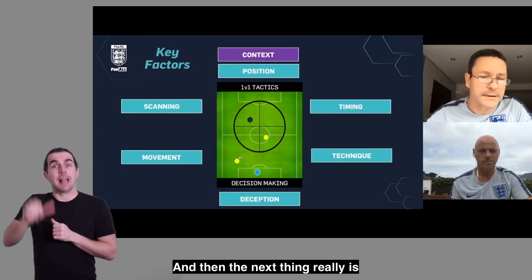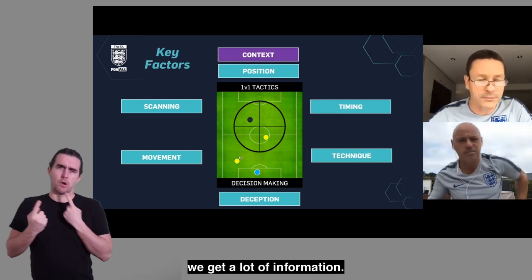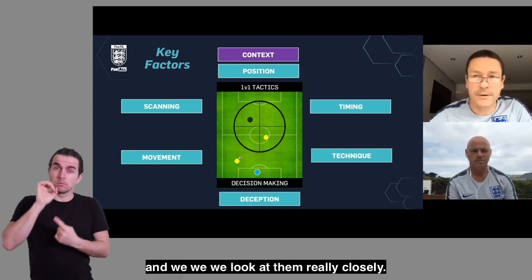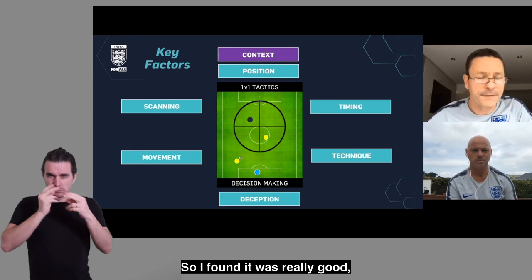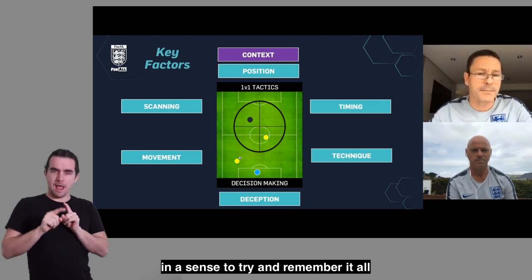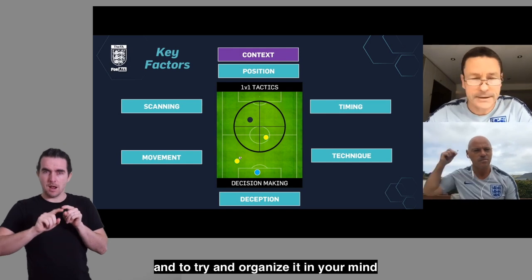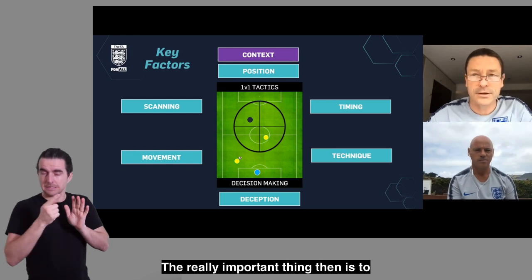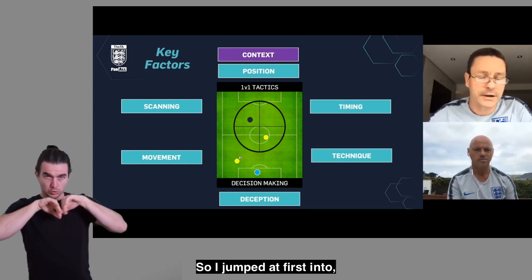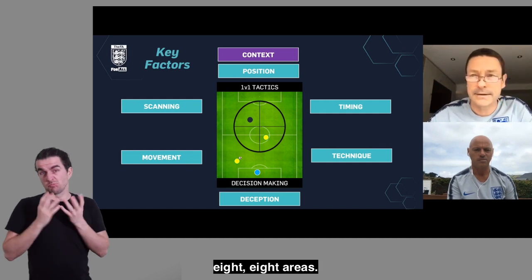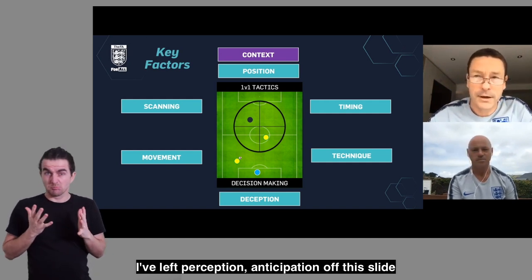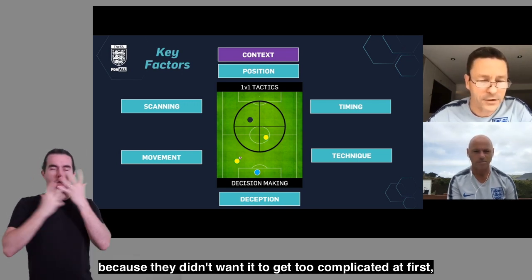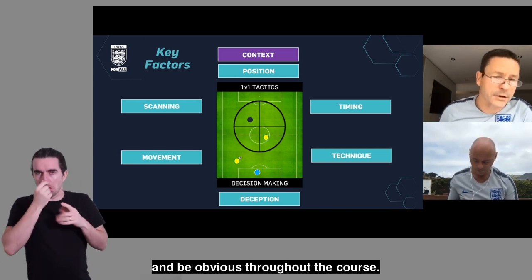And then the next thing really is we get a lot of information. We've got a lot of it already swimming around our heads, but we're watching the top players and we look at them really closely. So I found it was really good, to try and remember it all and organize it in your mind in order to coach and teach and to design sessions. The really important thing then is to chunk the information. So I chunked it at first into eight areas. I've left perception and anticipation off this slide because I didn't want it to get too complicated at first, but they will come in later and be obvious throughout the course.